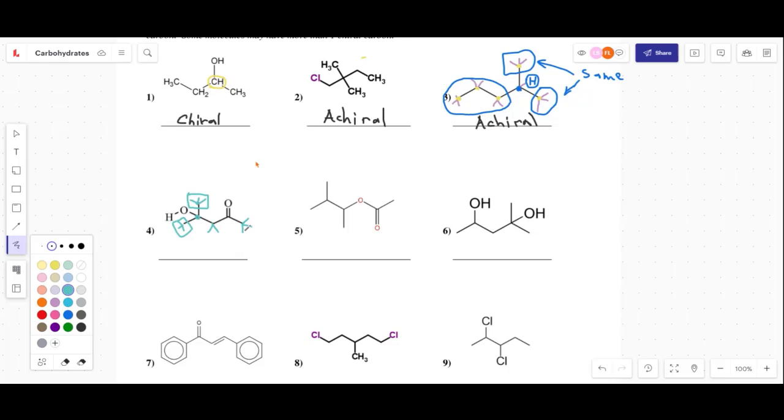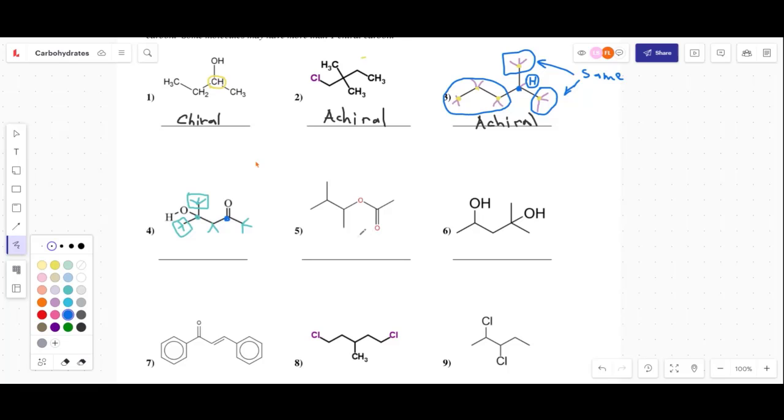Anything with a double bond cannot ever be chiral. So this one in blue here, anything that has a double bond can never be chiral. Okay, so that's not chiral. All right.